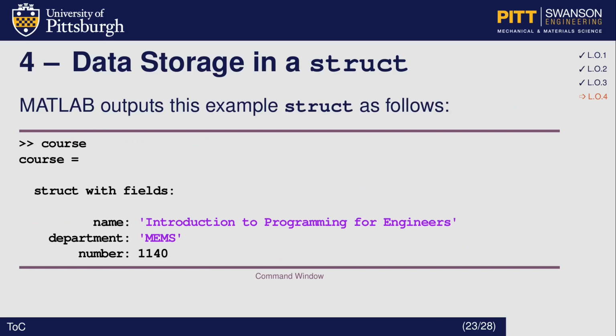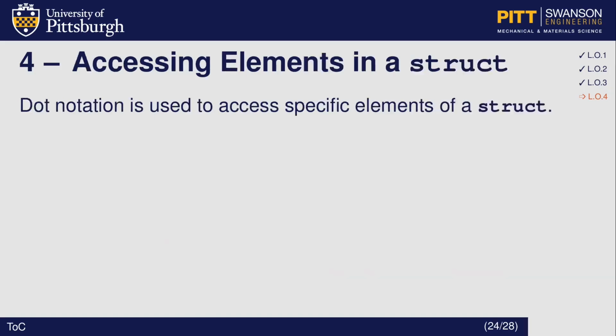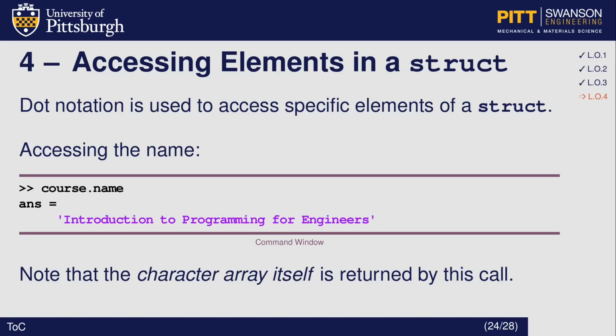Course is a struct with fields named name, department, and number. Name is the text that we set, department is the text that we set, and the number is the value that we set. Dot notation is used to access specific elements of a struct in MATLAB. To access the name, write course.name, which returns the text that we set for it.